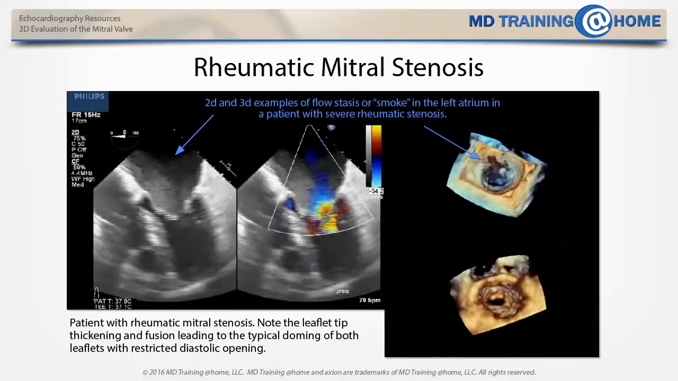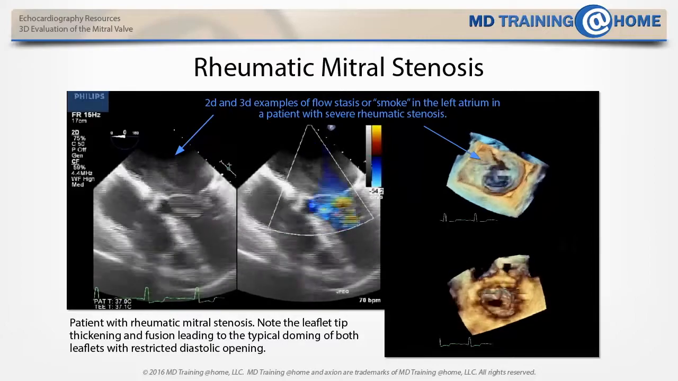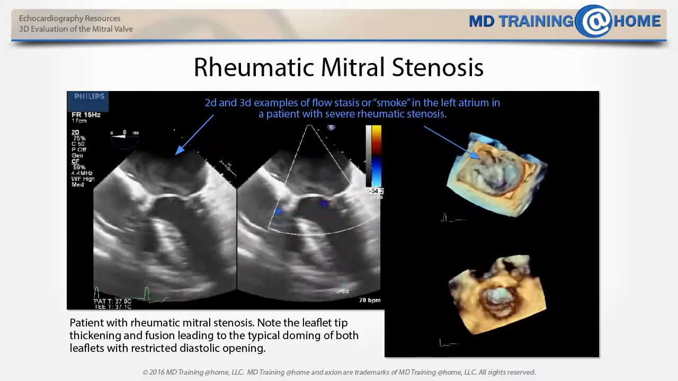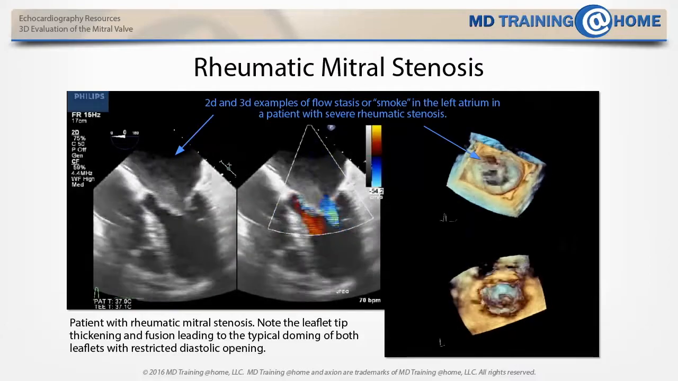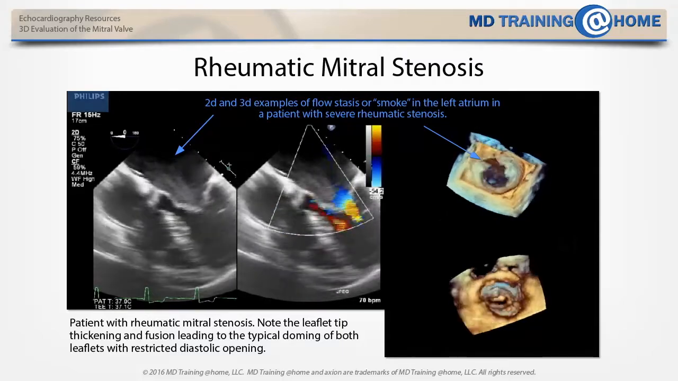Secondary consequences of mitral stenosis can include left atrial dilatation and flow stasis and tricuspid regurgitation. Right ventricular function should also be evaluated by echocardiography. Left ventricular function is usually normal in uncomplicated mitral stenosis.